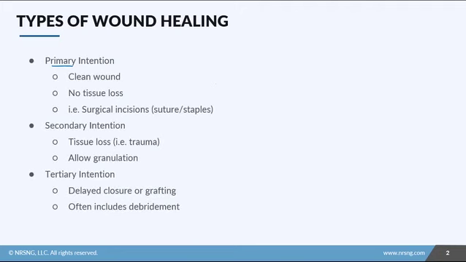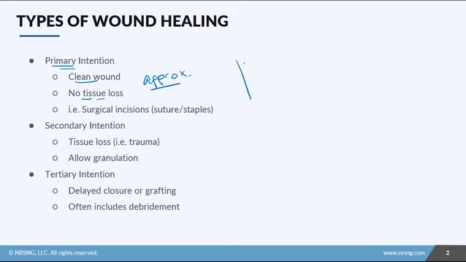The first thing we need to look at is that there are multiple different types of wound healing and wound closures. One of the things we need to know about our wound is how we are managing the healing of the wound. The first type is primary intention. Primary intention is a clean wound with no tissue loss, and usually the edges are approximated. A great example of this is surgical incisions.